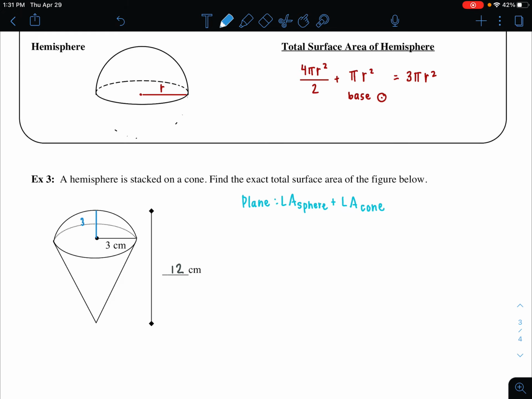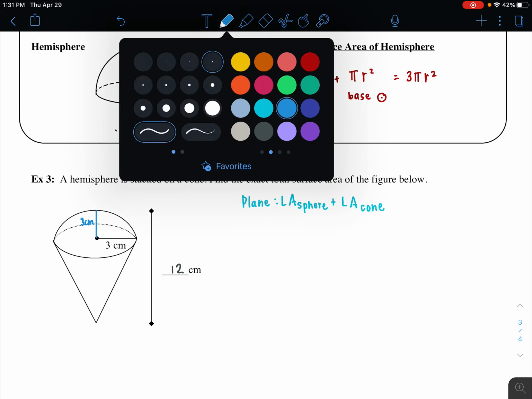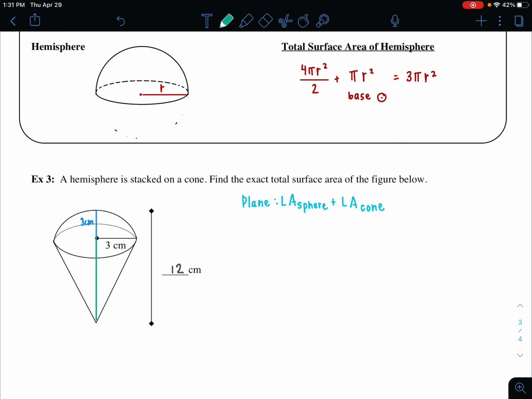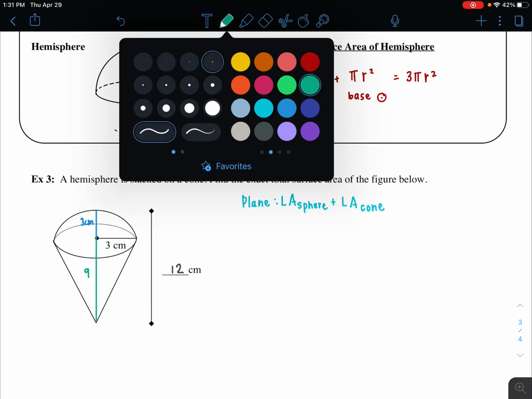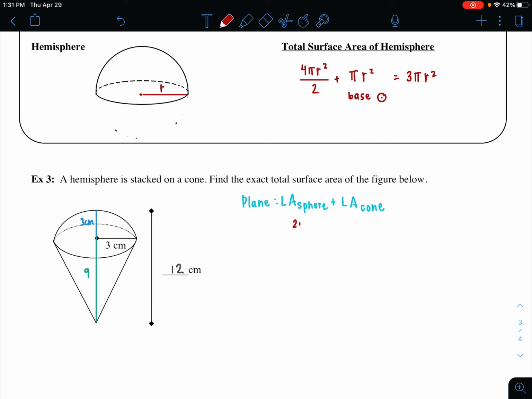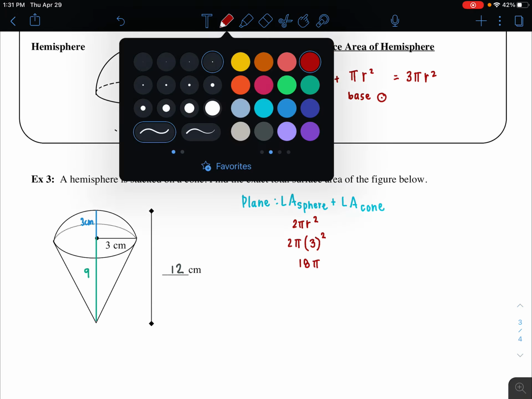Since this is also a radius, we can say this is 3 centimeters. Therefore, the height of my cone, 12 minus 3, is 9. So lateral area of a hemisphere is 2 pi r squared, because remember, we're not adding on that circle base. So we have 2, we have our pi, and we know our radius is 3. So therefore, we get the lateral area of our sphere is 18 pi.